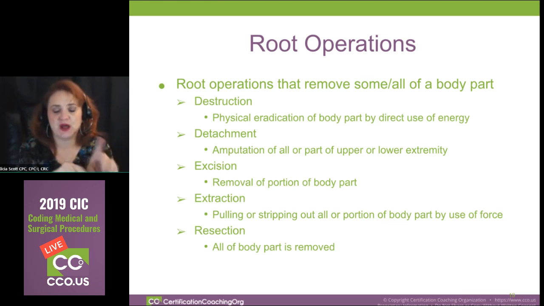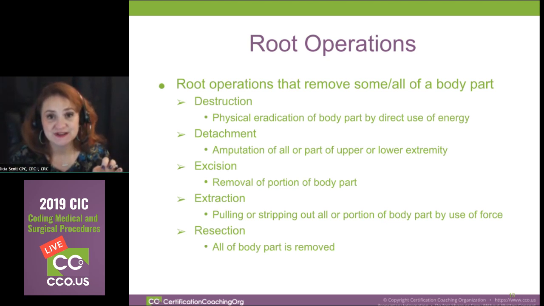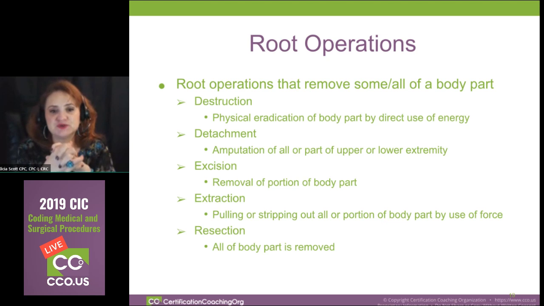Let's take that first one. We're going to remove some or all of a body part. What are the root operations that we can use in that? Well, we can do a destruction, a detachment, excision, extraction, or resection. Now we need to define each of those. With a destruction, what are we doing if we destroy something? It's the physical eradication of a body part by direct use of energy.